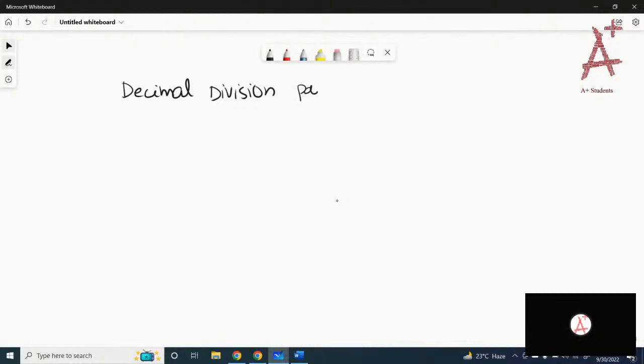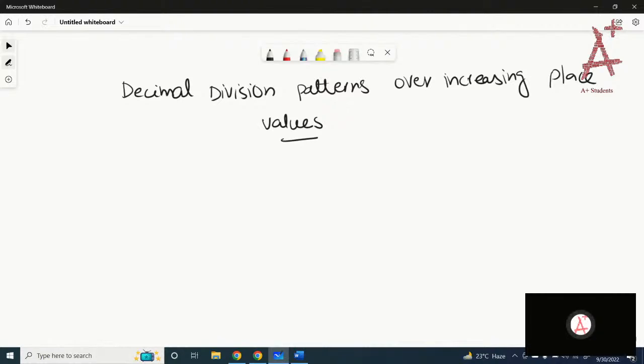Okay, the next lesson is decimal division, patterns over increasing place values. Okay, let's start with the topic. So you are given a pattern, you have to complete the pattern actually. So the first one, let me write down on the board and then I'll explain.